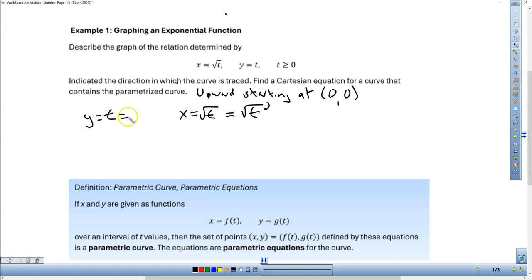So we can say that x is equal to the square root of y, which means this value has to be squared. If we square one side, we have to square the other. So our y is simply going to be x squared. Therefore, we can say that the relation is y equals x squared, and since t was greater than or equal to 0, we're going to say that x is greater than or equal to 0 as well.